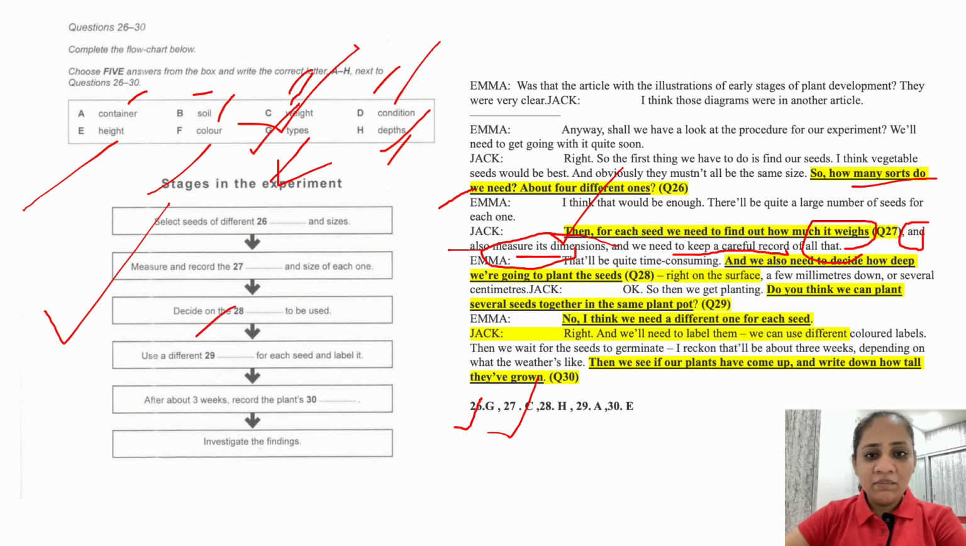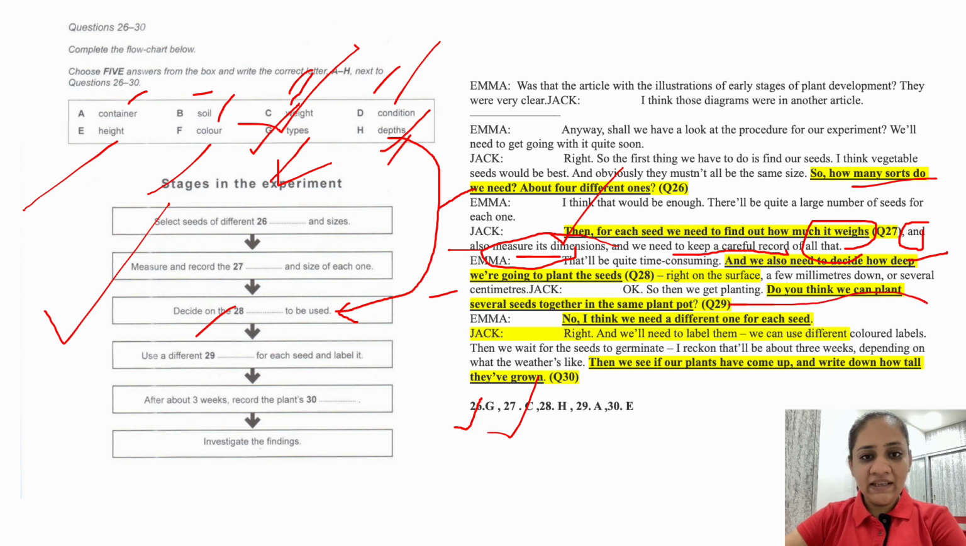Let's see number 28. What's the line we have? And also we need to decide how deep we are going to plant the seeds. So deep is the answer. So can we find deep? No, but we have seen depth. So your 28th answer is depth. So they have just changed the verb, noun and the adjective too. Okay, so you have to focus on everything: grammatical rules, paraphrasing and everything. Okay, let's see question number 29.